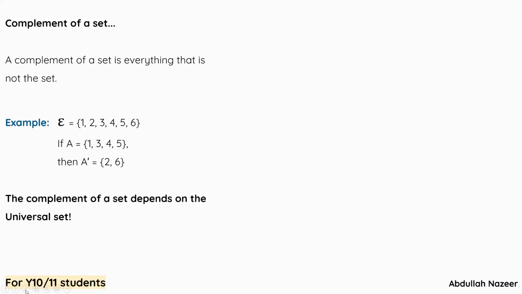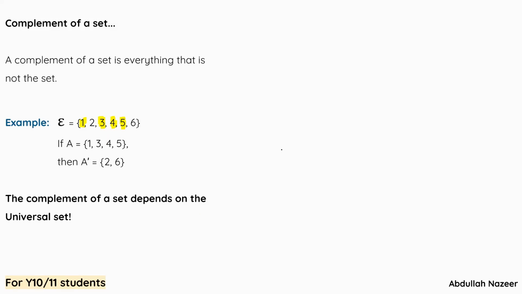And if A is 1, 3, 4, 5, then A complement is whatever is not in A, which is 2 and 6. So if you look at the universal set, A has taken 1, 3, 4 and 5. So what's left out is 2 and 6. So A complement is going to be 2 and 6. Therefore the complement of a set always depends on what the universal set is.